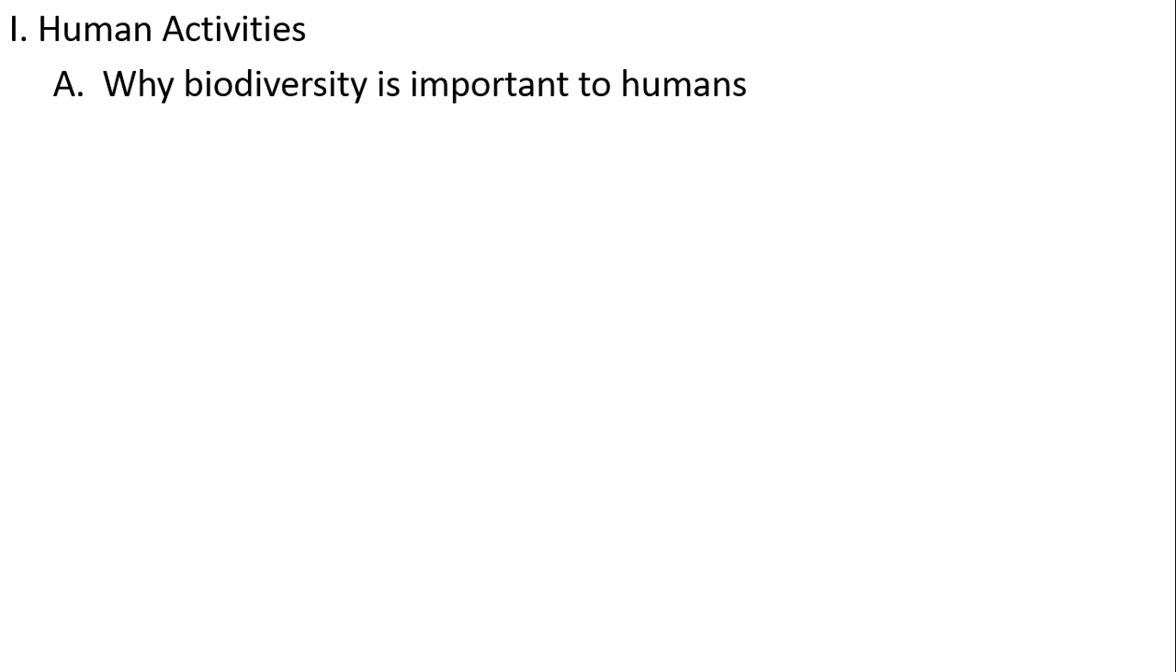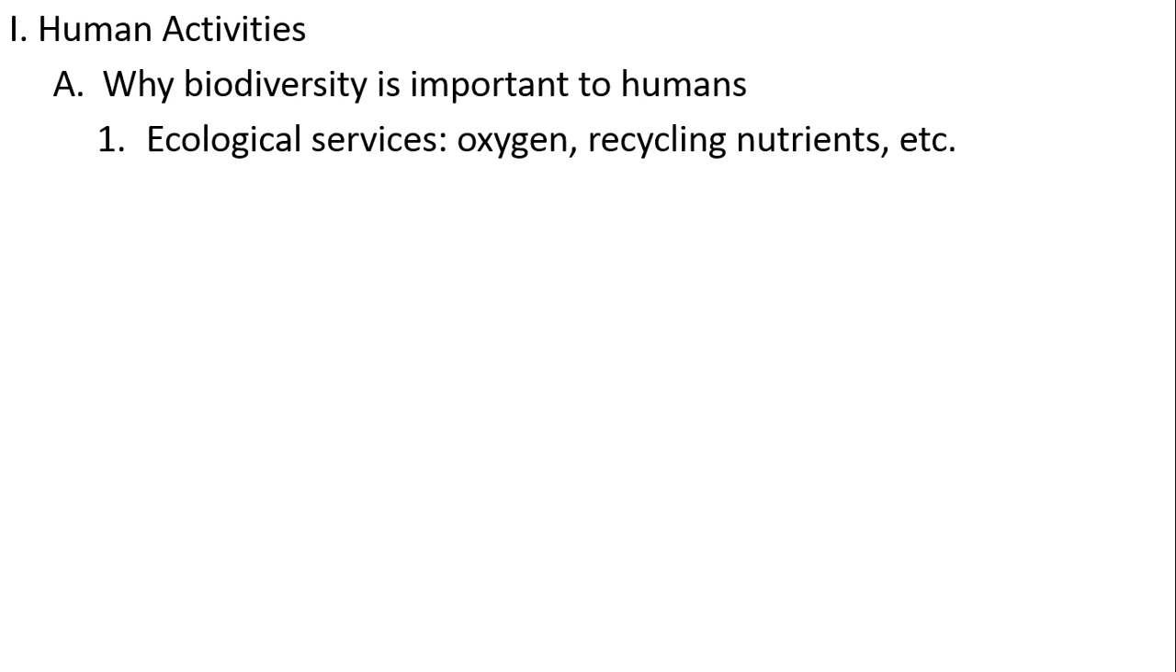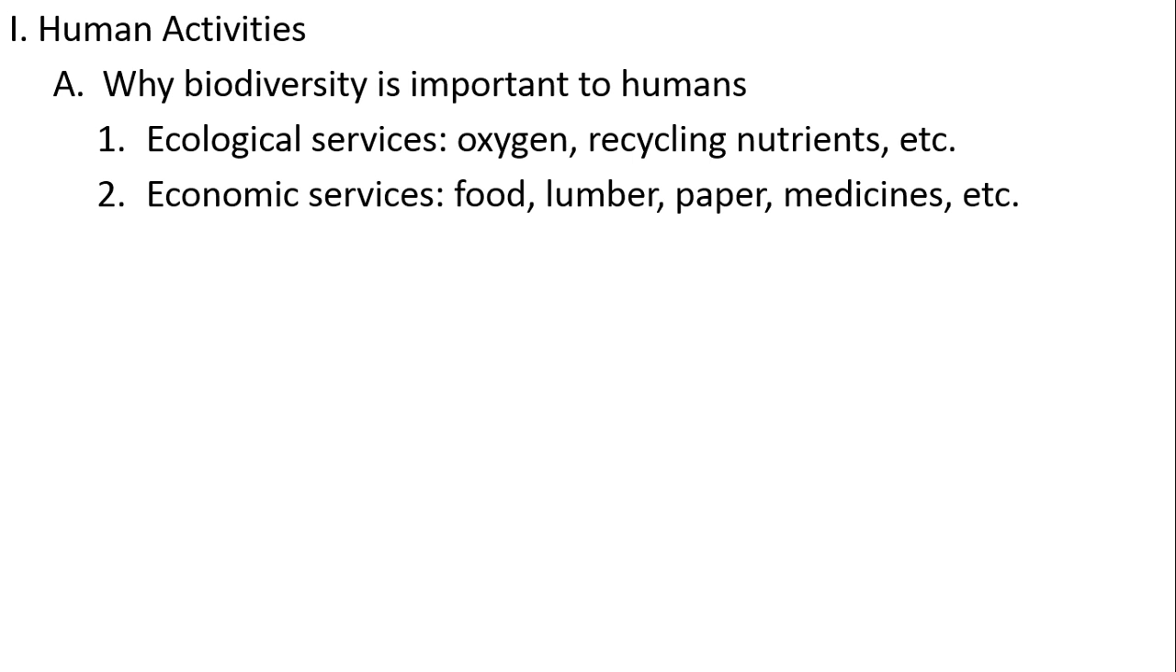Well, let's first look at, in general, human activities. But in order to understand the drastic impact we're having on biodiversity, it's important to understand why biodiversity is important to us. First, the many organisms on our planet provide ecosystem or ecological services for us. For example, plants replenish oxygen, bacteria help to recycle nutrients in the soil, among other things.